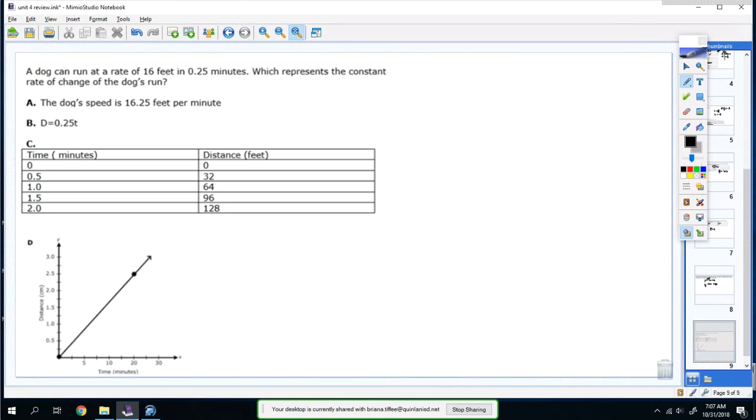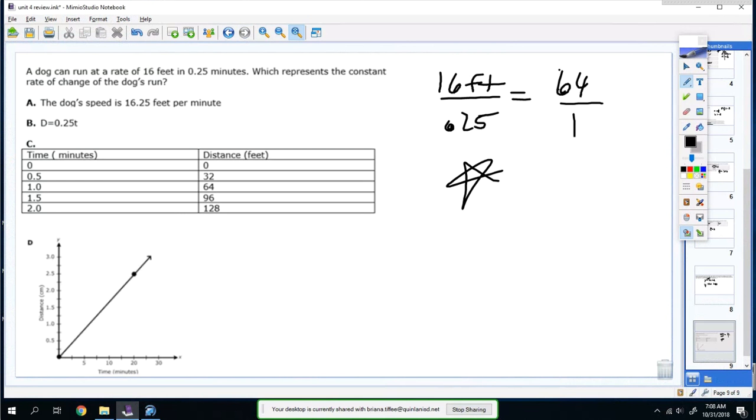All right, a dog can run at a rate of 16 feet in 0.25 minutes. Which represents the constant rate of change of the dog's run? Okay, we had this on our last Unit 3 review, so it means you're going to have a very similar question to it on your Unit 4 test. So I know for 16 feet, it took my dog 0.25 minutes. If I divide that, you get 64 over 1 minute. Okay, put a star on here because y'all missed this one last time. You need to set up a proportion and divide. So it took him 64 feet in 1 minute.